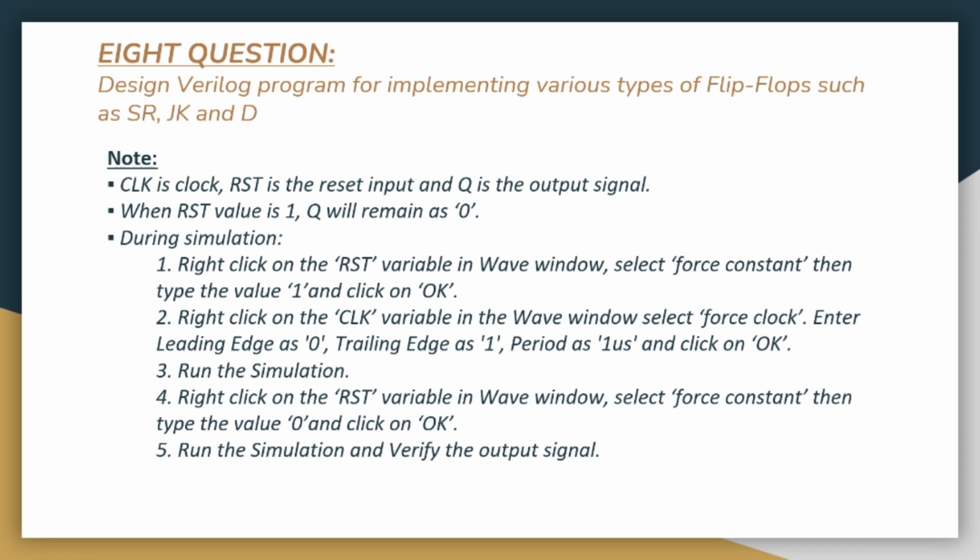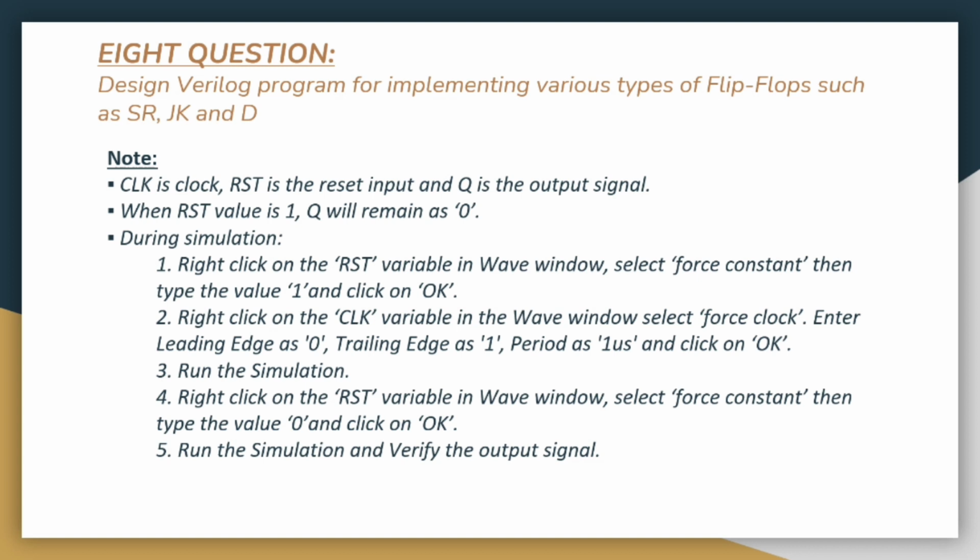Before executing the Verilog code, we will note that CLK is the clock, RST is the reset input and Q is the output signal. When the RST value is 1, Q will remain as 0. During simulation, we will make some changes in the simulation bar.